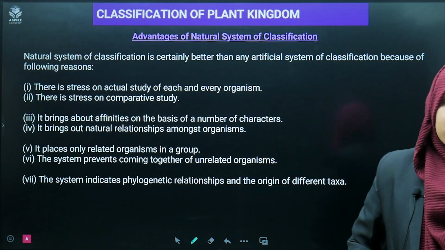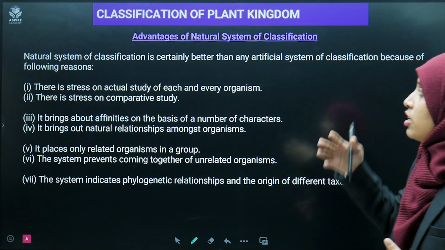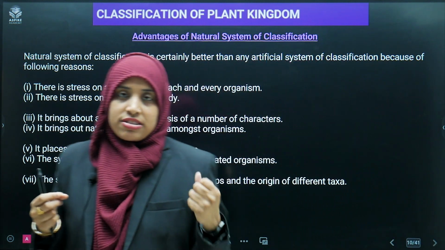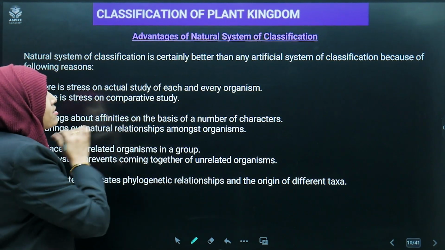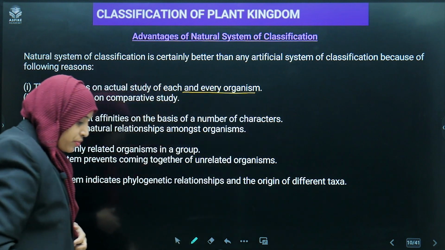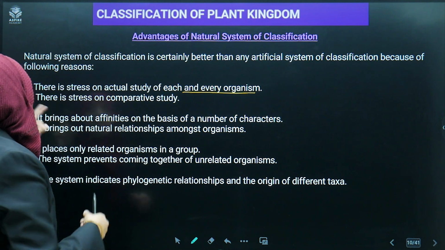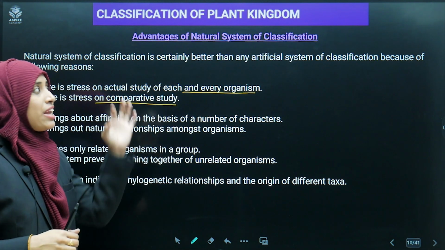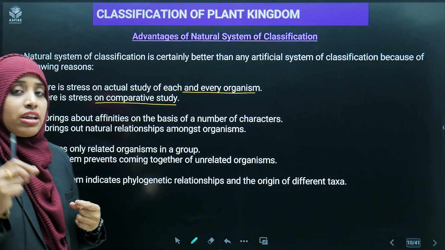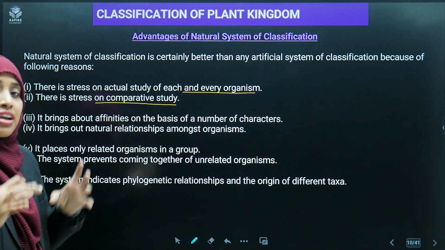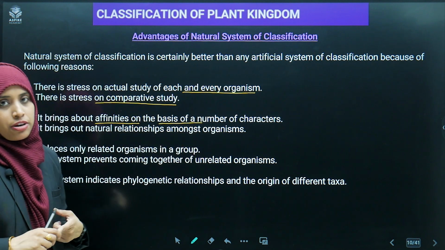Now we'll see the advantages of natural system of classification. There must be some good qualities. कुछ natural classification जो system था उनमें कुछ तो advantages होंगे. Okay, so there is a stress on actual study of each and every organism. Okay, each and every organism को study करना it was necessary. And there is a stress on comparative study. तो mainly ये natural system of classification में comparison को importance दिया गया, and each and every organism was to be studied. Now it brings about affinities on the basis of number of character.